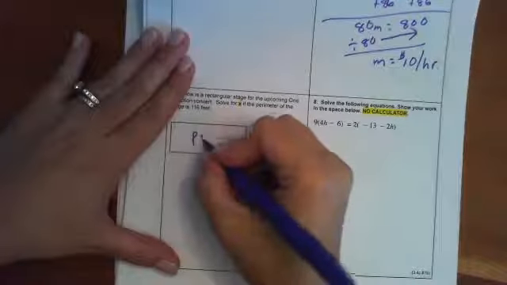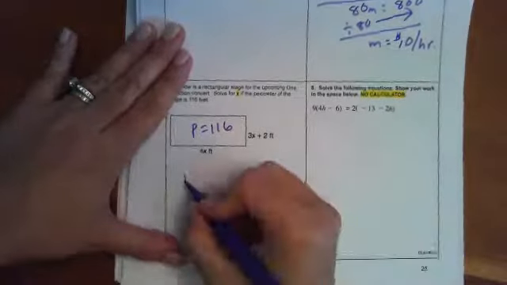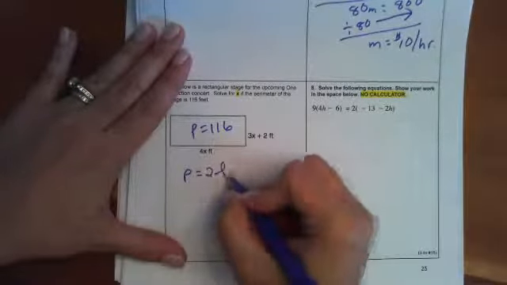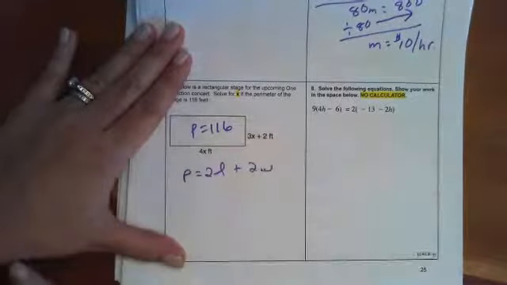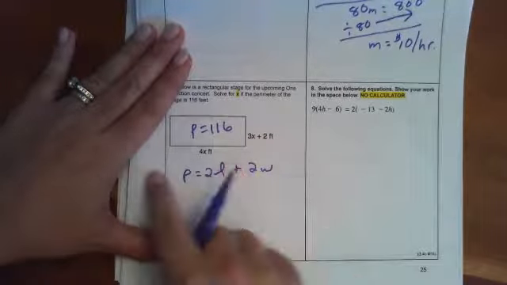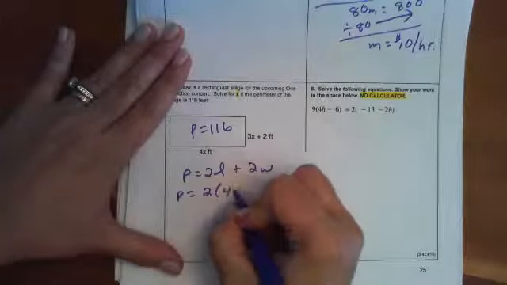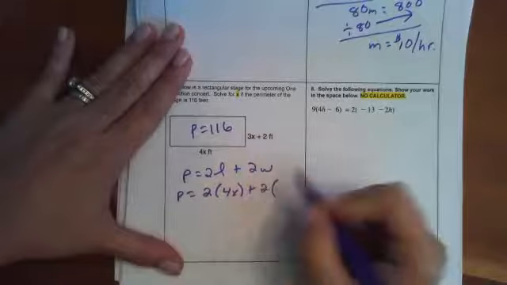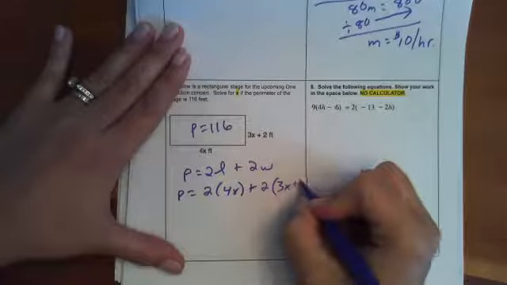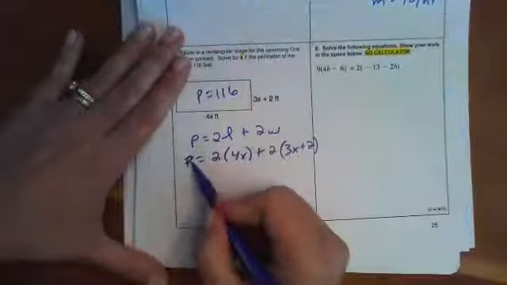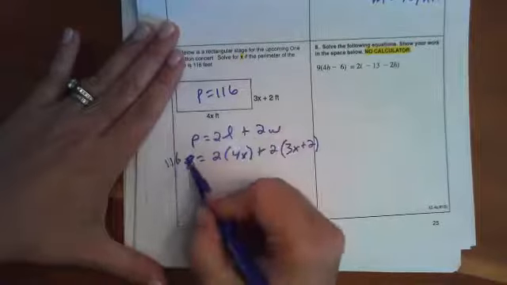Below is a rectangular stage for the upcoming One Direction concert. Solve for X if the perimeter of the stage is 116 feet. Okay, so perimeter equals 116 feet. I hope you remember, you've done this plenty of times, the perimeter equals 2 times the length plus 2 times the width. Okay, so we know that it doesn't matter which one, let's say this is length, perimeter equals 2 times 4x plus 2 times, and our width is 3x plus 2. Okay, I'm going to actually cross that off because we know our perimeter is 116.